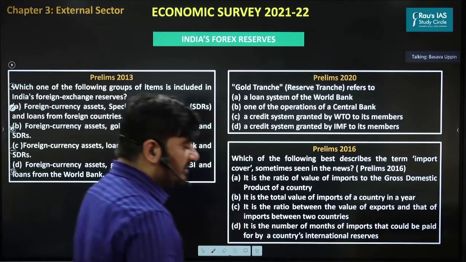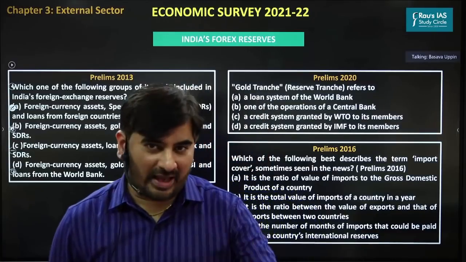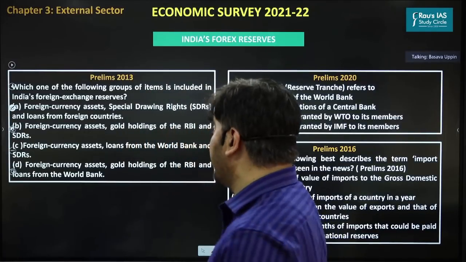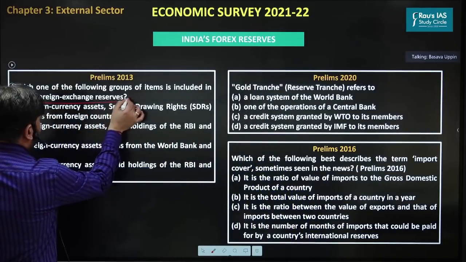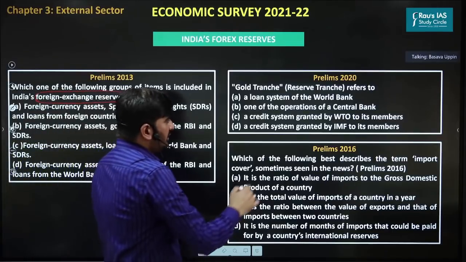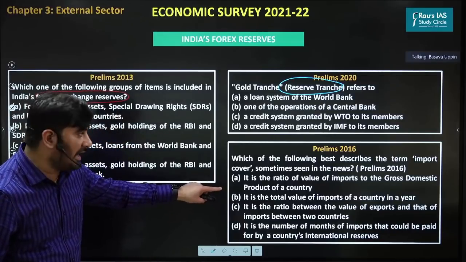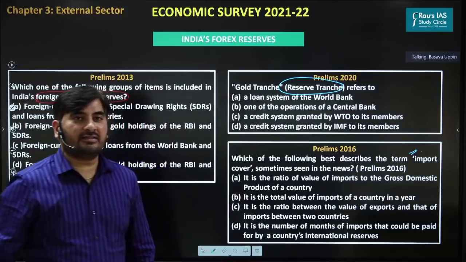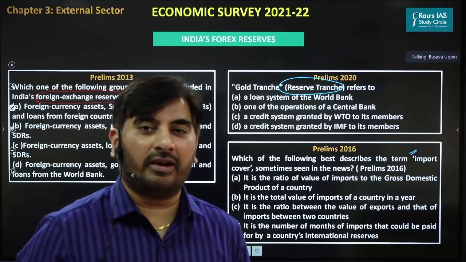Now coming to India's forex reserves. Once again, one of the most favorite topics of UPSC. Questions have repeatedly been asked with respect to various aspects of India's forex reserves. For example, in Prelims 2013, we had a question as to which items are included in India's foreign exchange reserves. In Prelims 2020, we had a question related to the reserve tranche position. And in Prelims 2016, we had a question related to what you mean by import cover when it comes to forex reserves. So let's understand various aspects of India's forex reserves.